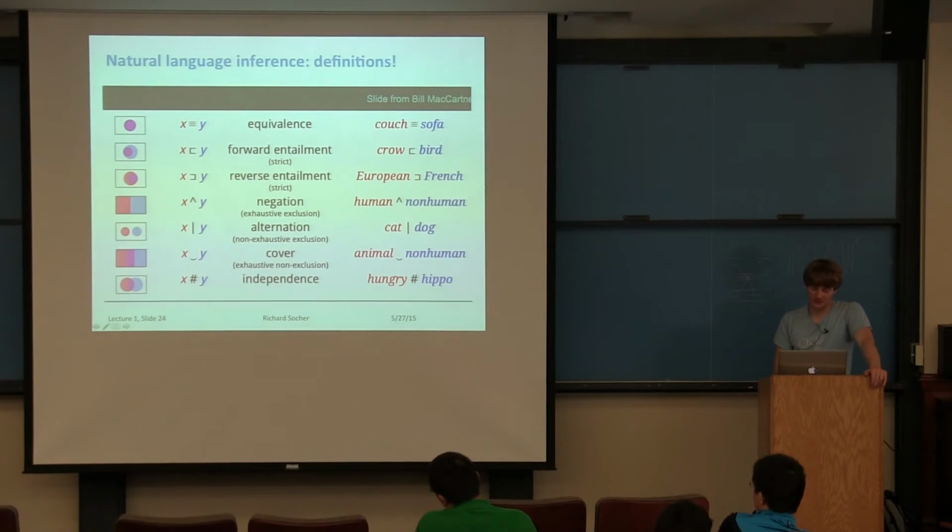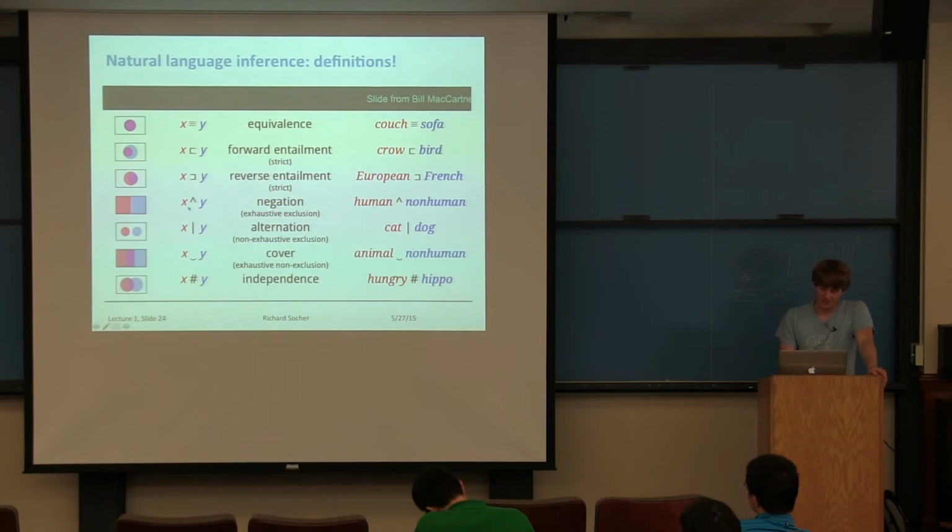So you can have equivalence. Couch is basically synonymous with sofa. You can have a forward entailment, saying a crow is a type of bird. And so here you basically have a little Venn diagram type thing where you say, all right, X forward entailed Y means that basically X is a subset of Y. You can have the reverse relationship, where European is the more general term, and French is a subset.